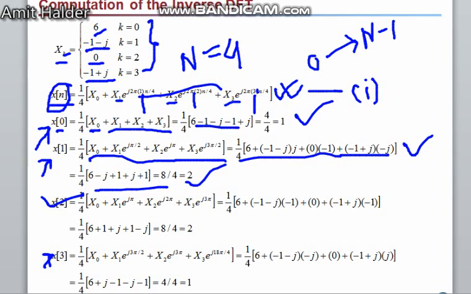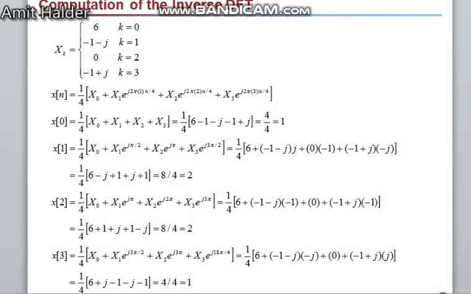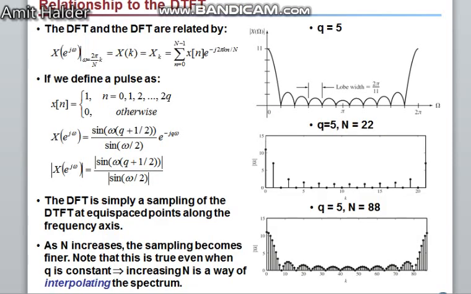Now get on to the next slide to finalize the situation. So what is the relationship to the DTFT? There is a very narrow relationship between DTFT and DFT. Okay, there's the relationship of interpolation. What is interpolation? Okay, let us discuss interpolation.